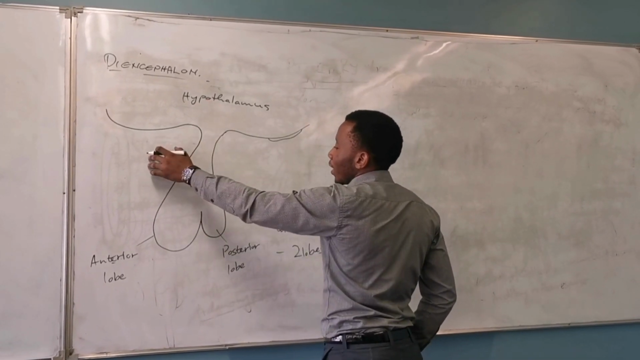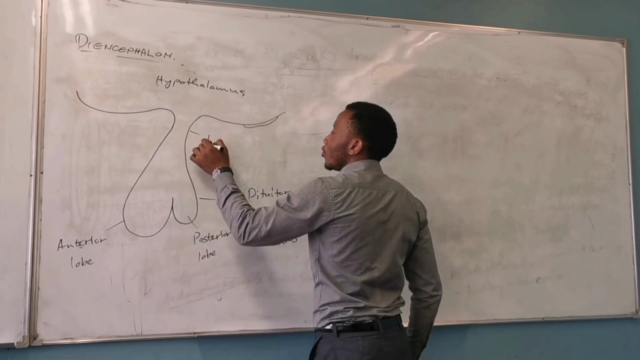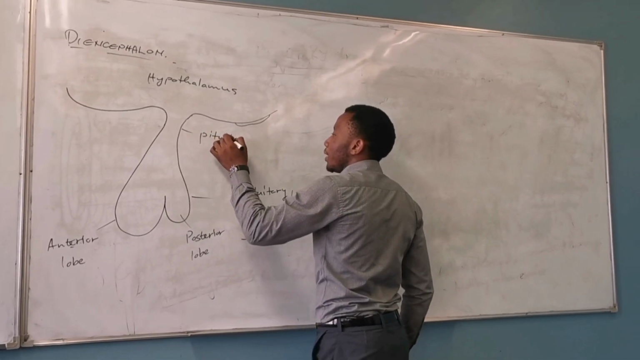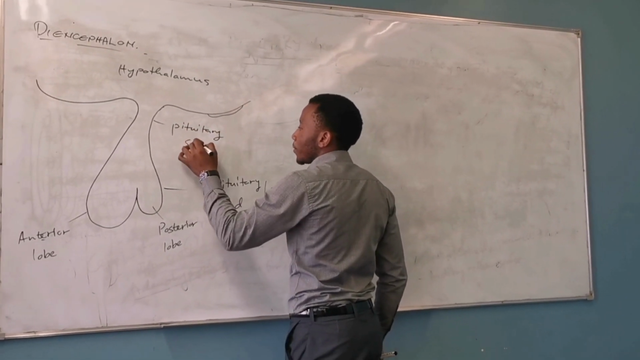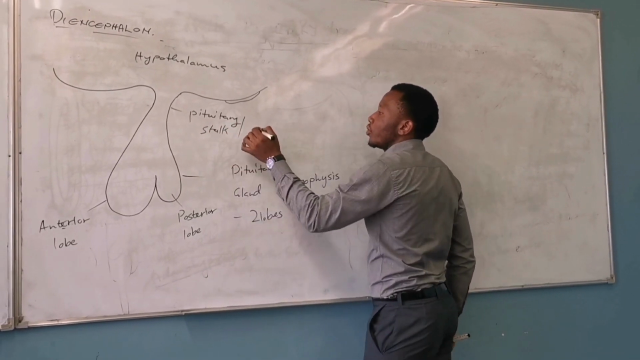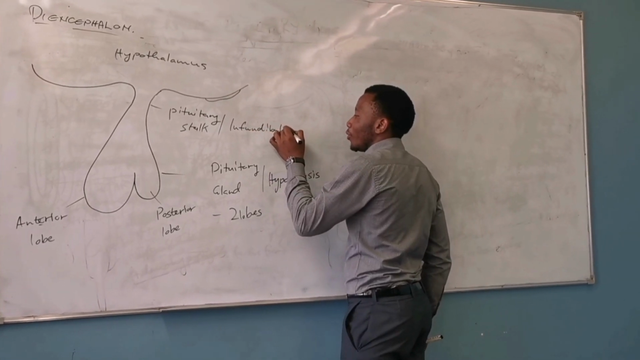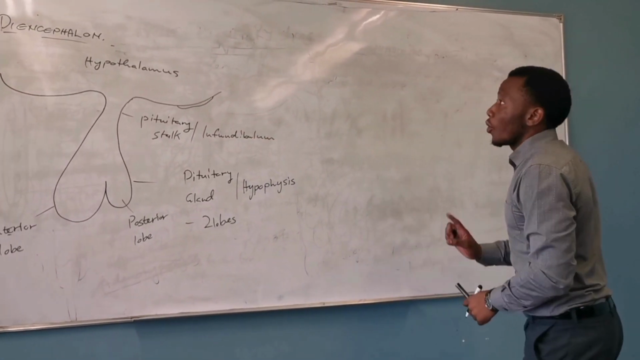Superiorly, you have the hypothalamus. The pituitary gland is connected to the hypothalamus by means of a pituitary stalk. We also call the pituitary stalk the infundibulum, all right? Infundibulum. What a sweet word. So, here's what we have.